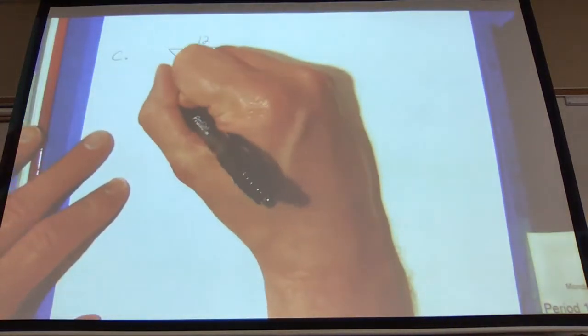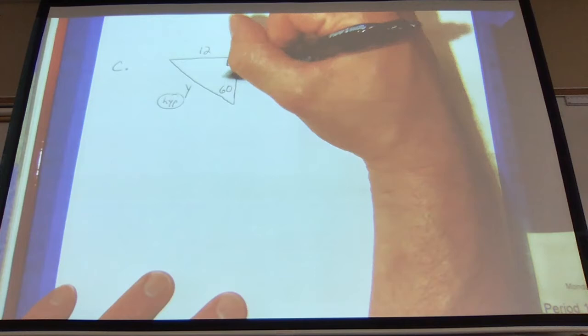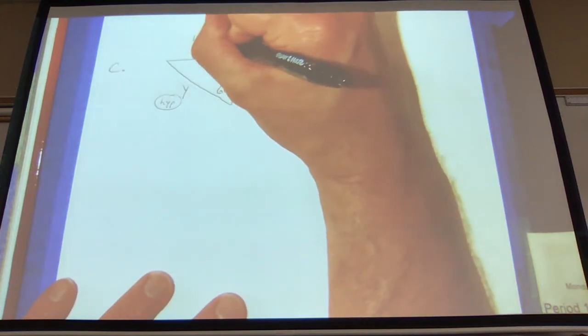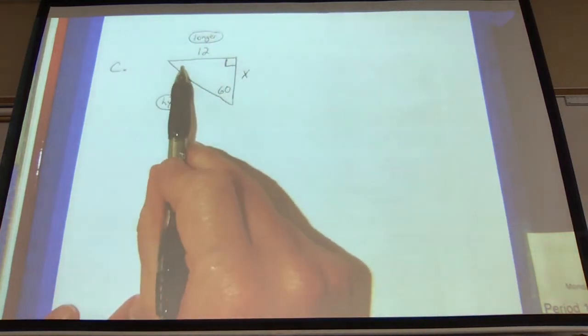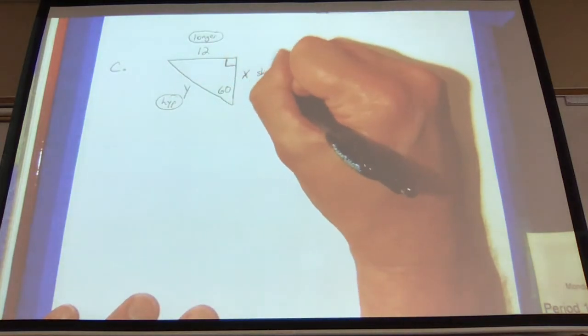Across from the right angle is always your hypotenuse. Across from the 60-degree angle is going to be your longer side. And then across from that 30-degree angle is going to be the shorter side.